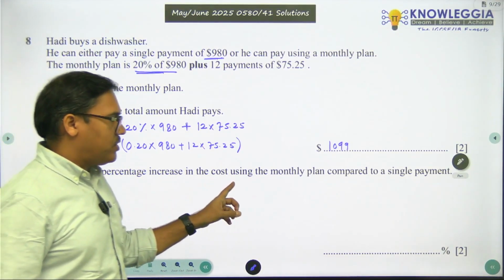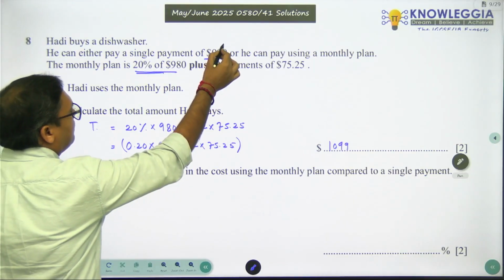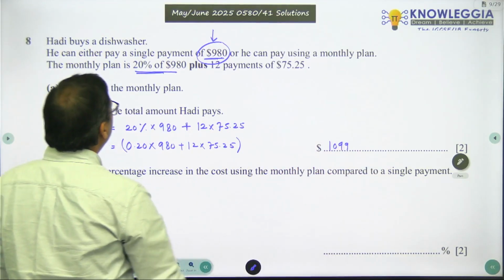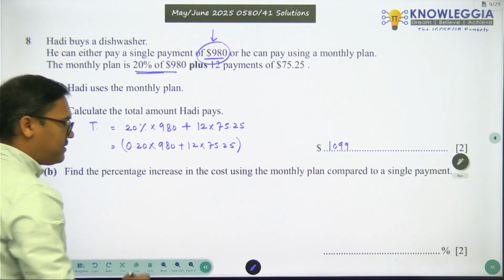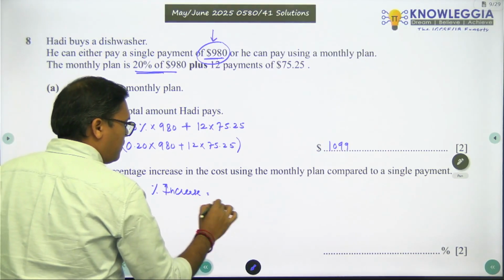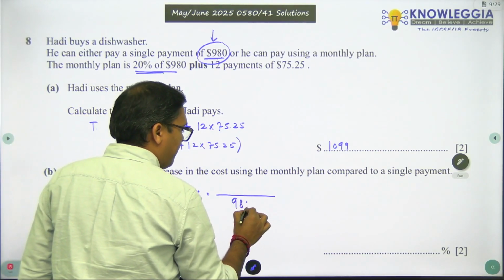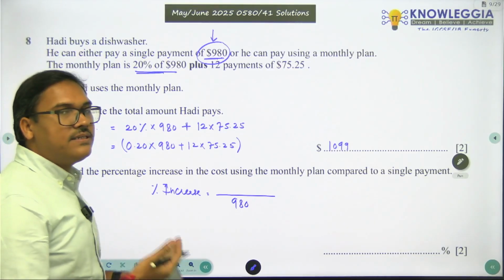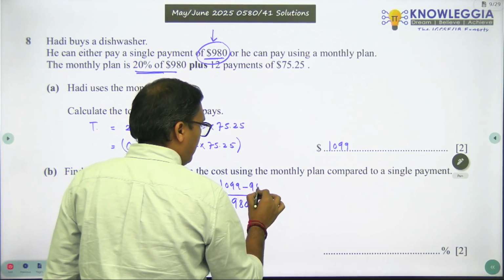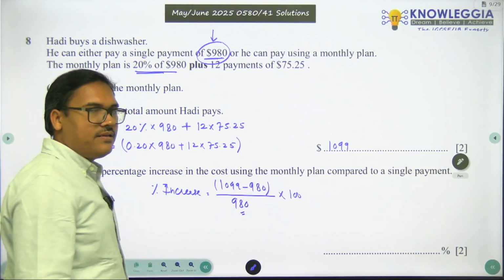Find the percentage increase in the cost using the monthly plan compared to the single payment. If he pays one time, a single payment, this is the amount. But if he pays using the monthly plan, he has to pay this. So what is the percentage increase? What if he pays the single amount? This is 980. But what extra does he have to pay? What is the difference? We can see this is 1099 minus 980, times 100. This is the change, the difference, and originally it should be 980. So this is the percentage increase.